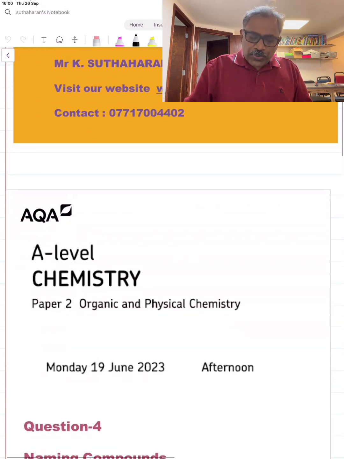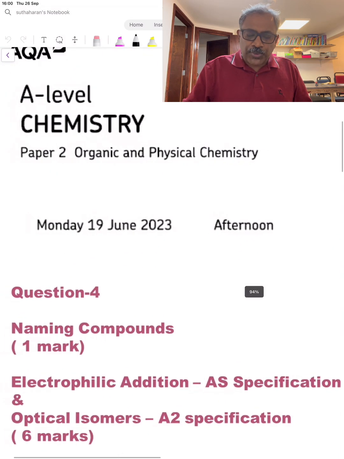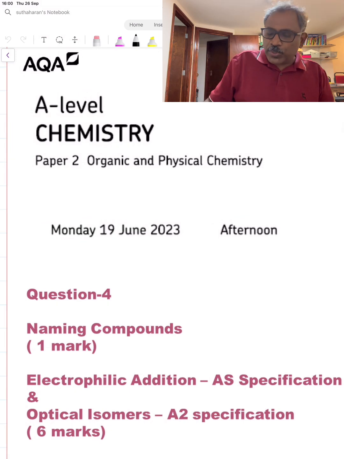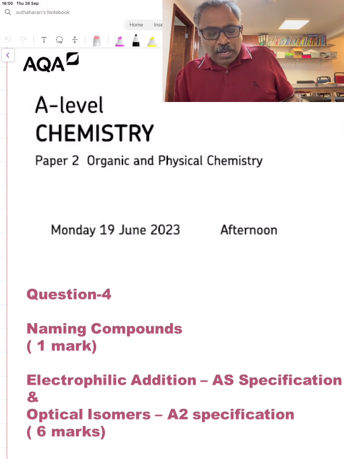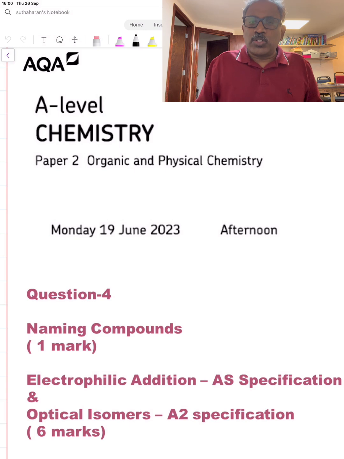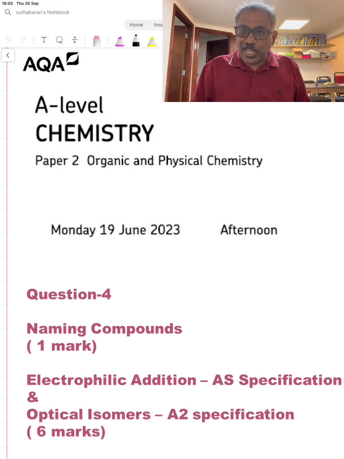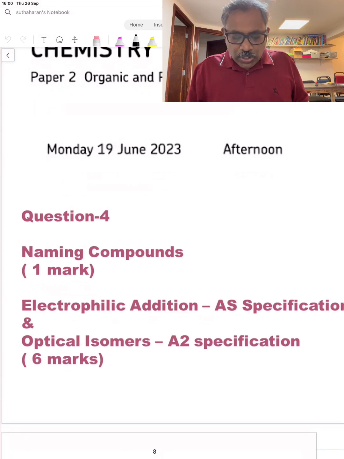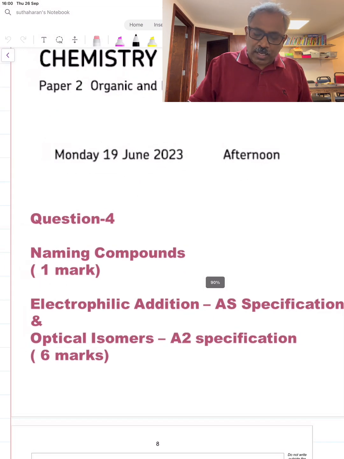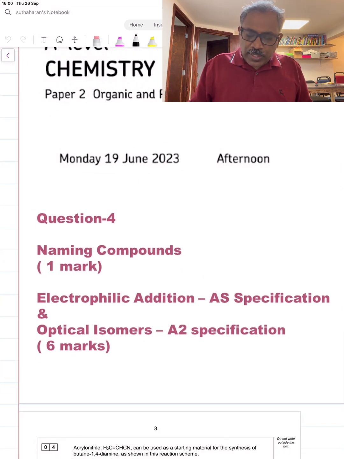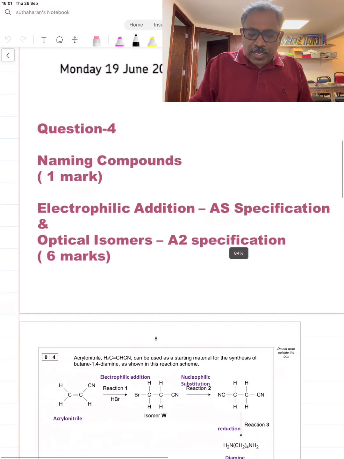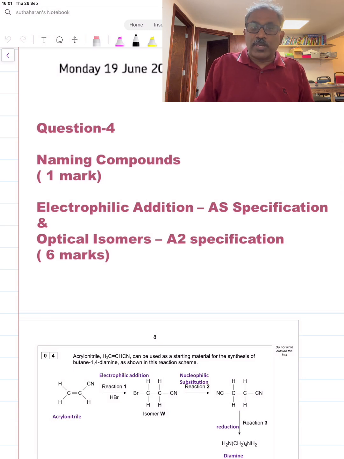I will be going through question number 4, AQA exam board, organic chemistry, paper 2, June 2023, which is last year. There are two different questions. One is naming the organic compounds, which is easy, 1 mark. And the next one is a 6-marker question. So let me go in more detail how to answer the 6-marker question.